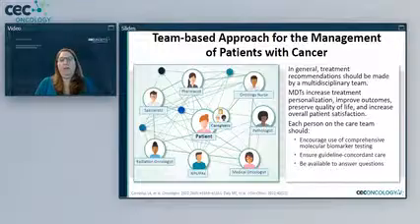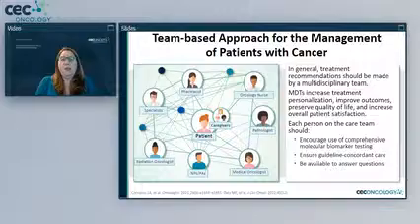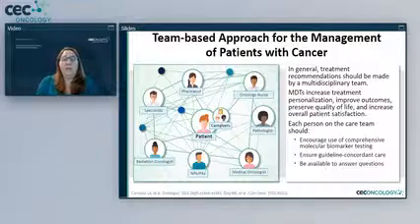When we talk about that, we really talk about this team-based approach of management with our patients with cancer. Multidisciplinary teams are really important when we're treating our patients with cancer. They increase treatment personalization for our patient, improve outcomes, preserve quality of life, and increase overall patient satisfaction. But for that to work, all of us have to talk to each other. The nurses need to talk with the physicians, who need to talk with the specialists. We need to be able to read and understand what's going on with our patients, and we need to communicate that to the patient and their caregivers.